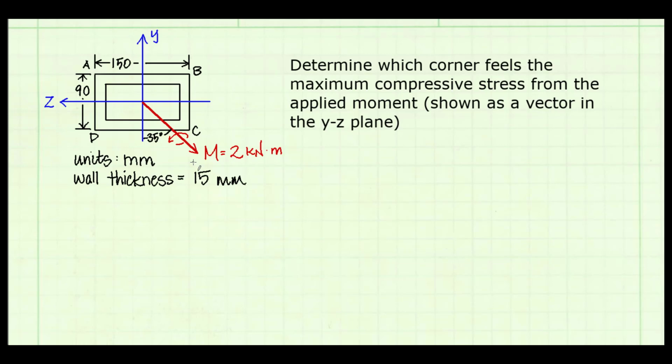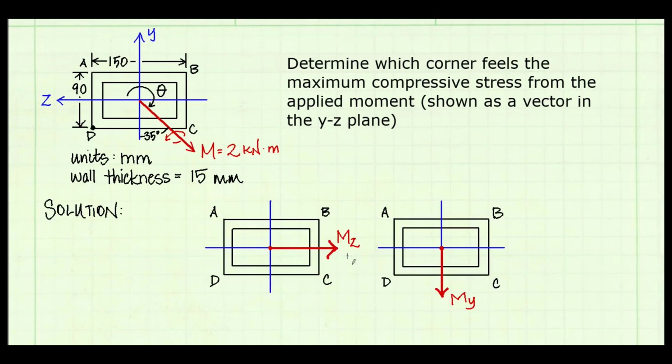The cross-section is the cross-section of a beam. It is a hollow rectangular shape. The units shown are in millimeters, and the wall thickness is given as 15 millimeters. Since we are looking for the corner with the maximum compressive stress and not the value of stress, this problem can be solved conceptually. It can also be solved numerically. I'll do both. Let's look at the conceptual solution first.